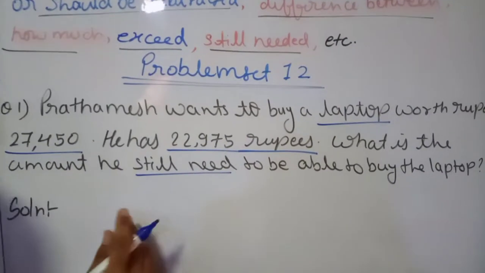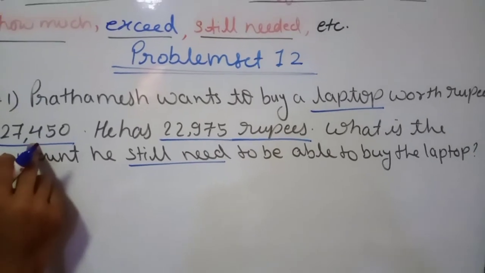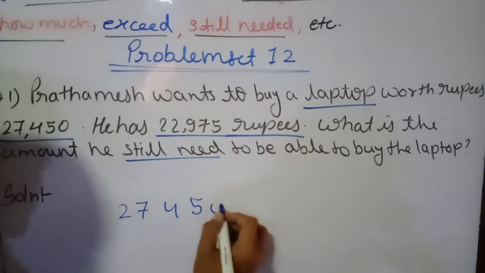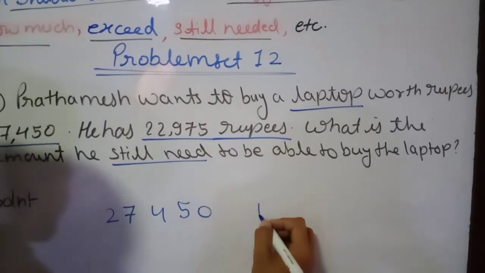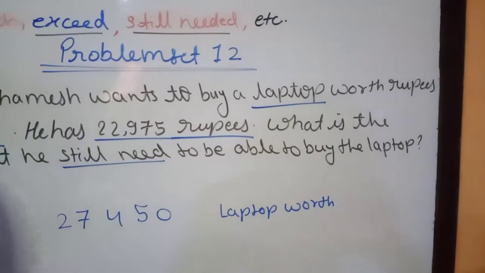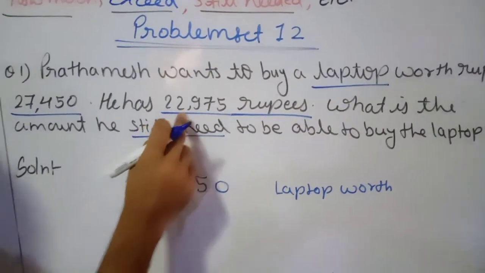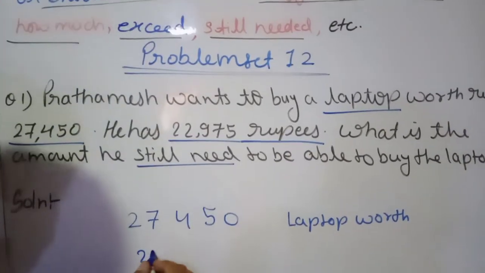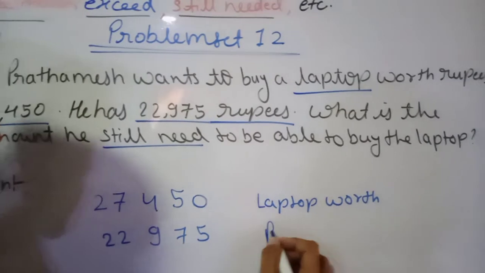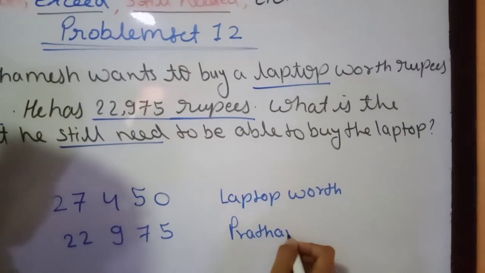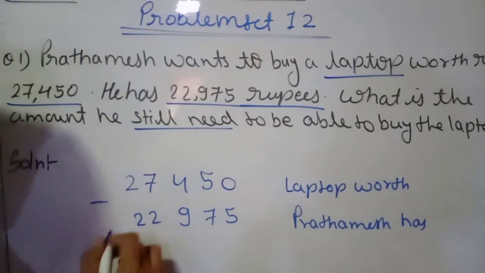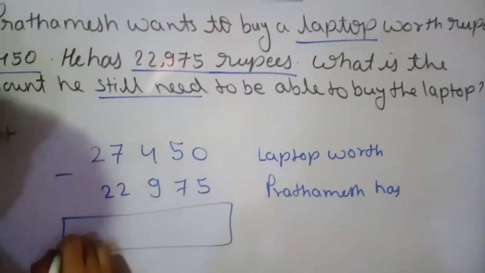Solution. The first one, the bigger number, we are going to write first, that is 27,450. That is the laptop's worth. The next number given is 22,975. That is the amount Prathamesh has. Now do the subtraction.